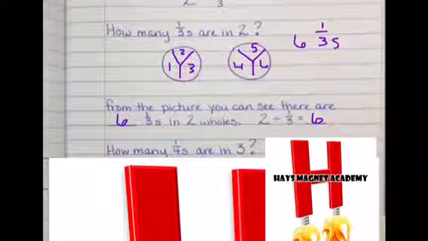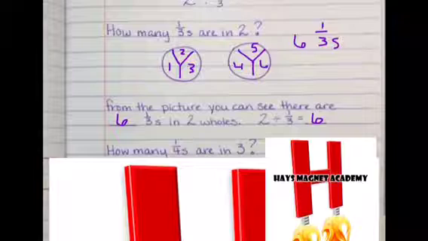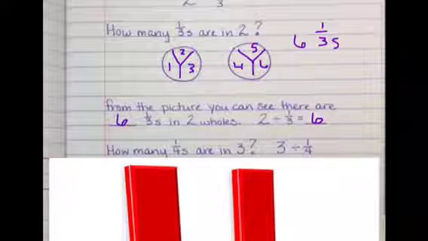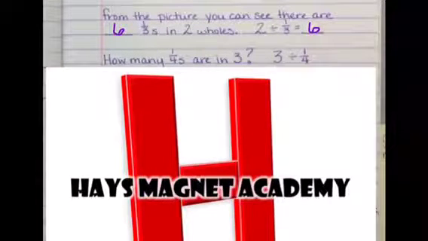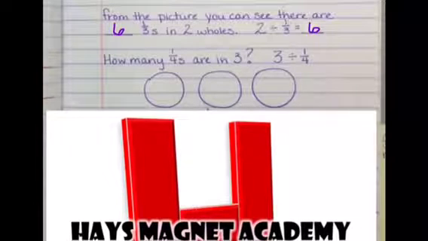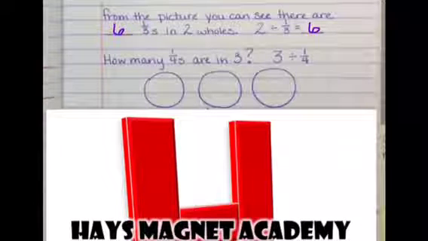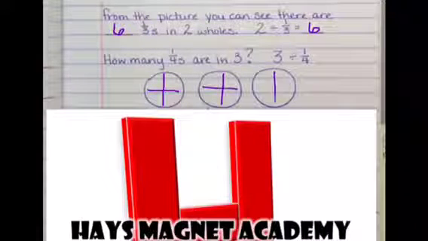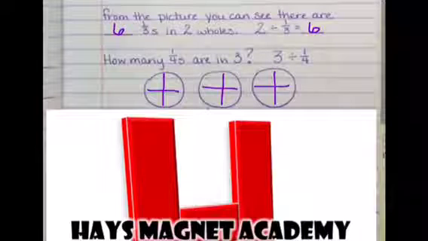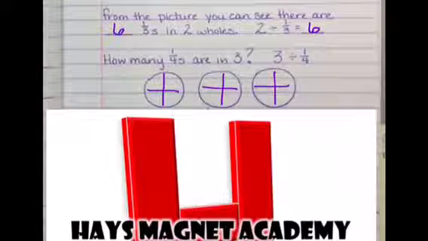So our next one we're going to look at is how many fourths are in 3. So in other words, we're asking, what is 3 divided by 1/4? So we're going to take our 3 wholes, and we're going to divide them into fourths. So we end up with 4 pieces in each group.